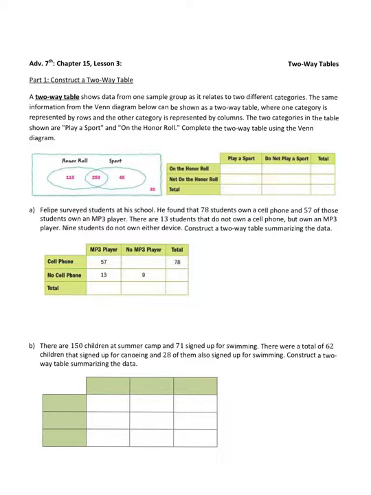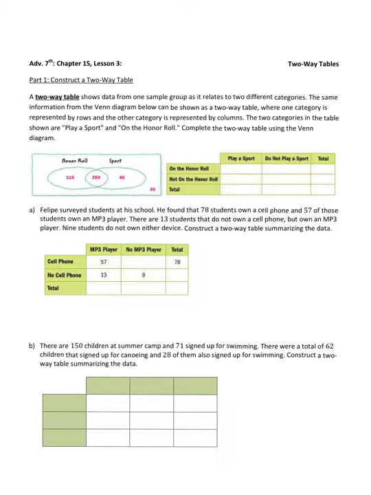So the data from the Venn diagram can be shown in a two-way table to the right, where one category is represented by rows and the other one is represented by columns. Very important, write this down. Rows go across left to right, kind of like the x-axis. Columns are up and down, kind of like the y-axis. That must be memorized. Write it down.